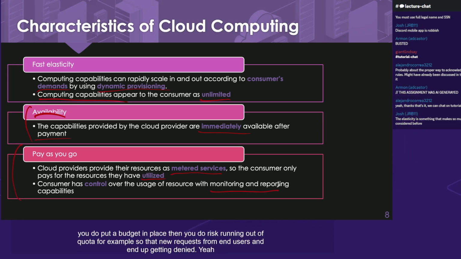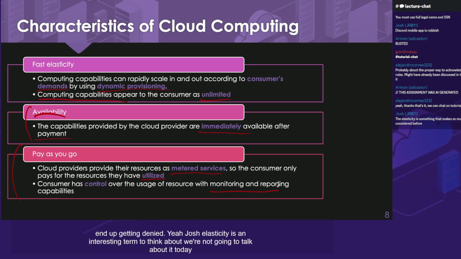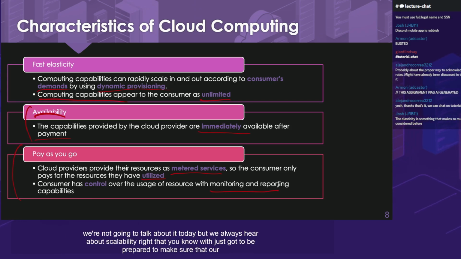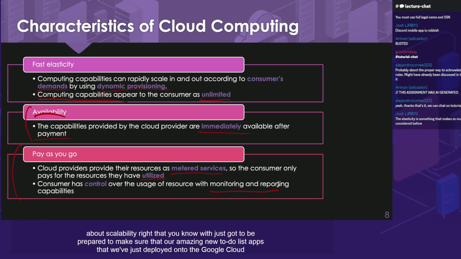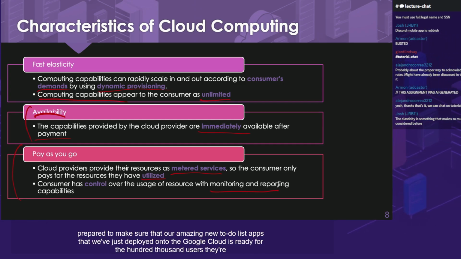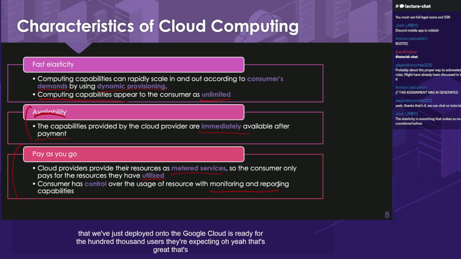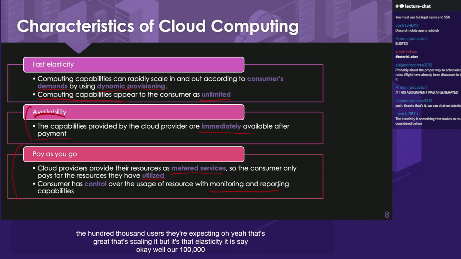Yeah, Josh, elasticity is an interesting term to think about. We're not going to talk about it today, but we always hear about scalability, right? We've just got to be prepared to make sure that our amazing new to-do list app that we've just deployed onto the Google Cloud is ready for the 100,000 users they're expecting. Oh yeah, that's great. That's scaling it. But it's that elasticity to say, okay, well, our 100,000 users are all in Australia and none of them are doing to-do list things in the middle of the night.